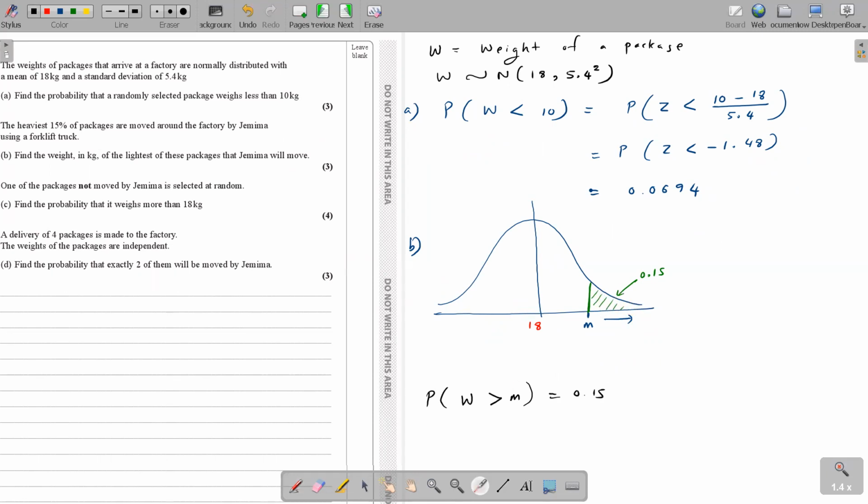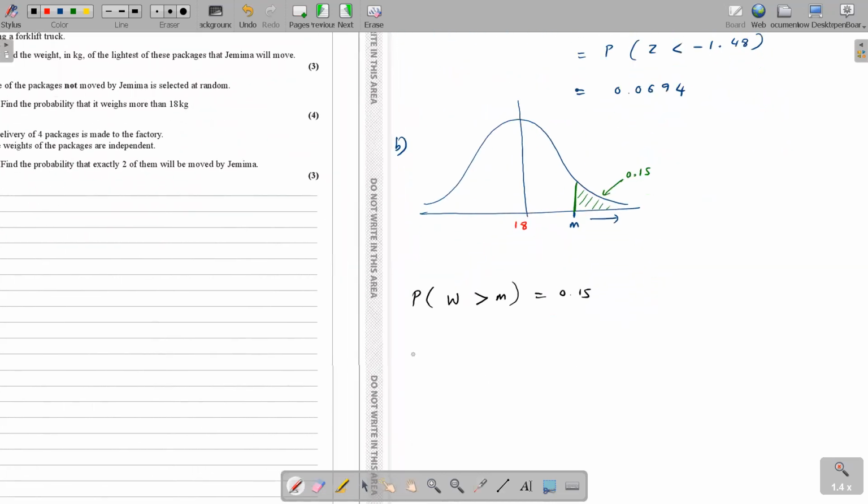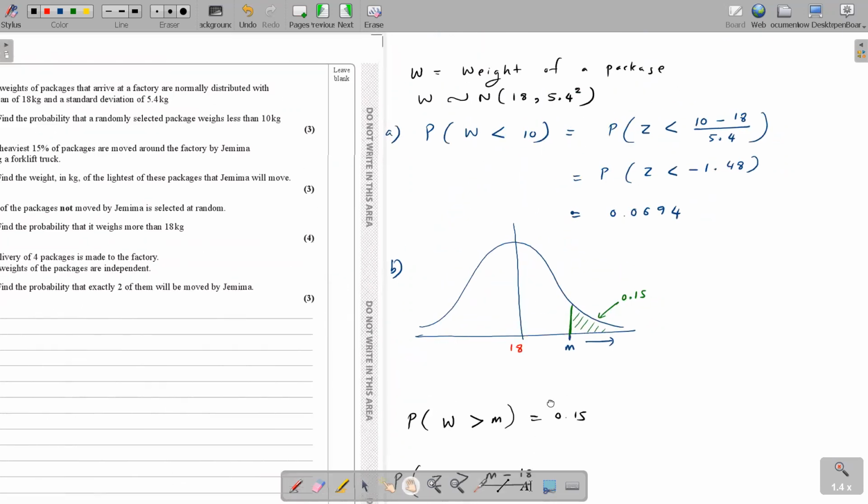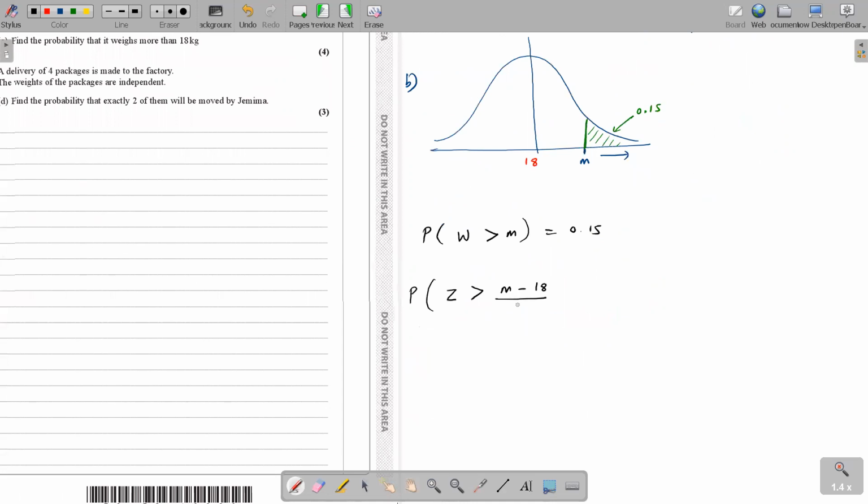Can you all see? Okay, so now what we do is, let's turn this to standard normal. How do you turn to standard normal? W becomes Z. Always you have to subtract the mean, which is 18, and divide by sigma. Who is sigma? 5.4. It's not sigma square, it's sigma, 5.4. So this is equal to 0.15.